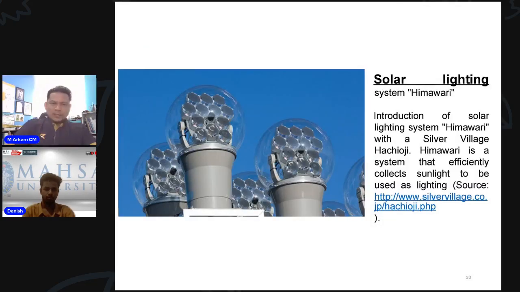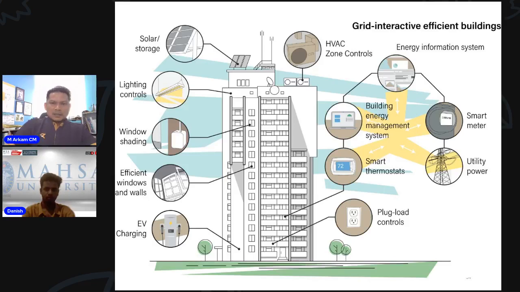This is more complex: solar lighting on the Himawari, I mean fiber optic daylighting. This is the grid-integrated efficient building where we can put everything in our building. Starting from solar, storage, lighting controls, window shading, efficient windows and walls, EV charging for car transportation, building energy management system, HVAC zoning control, energy information, smart meter, utility power thermostat, smart thermostat to control our internal temperature, and plug load control can also be done.